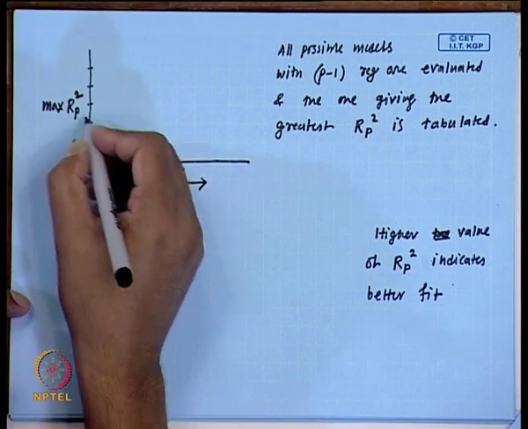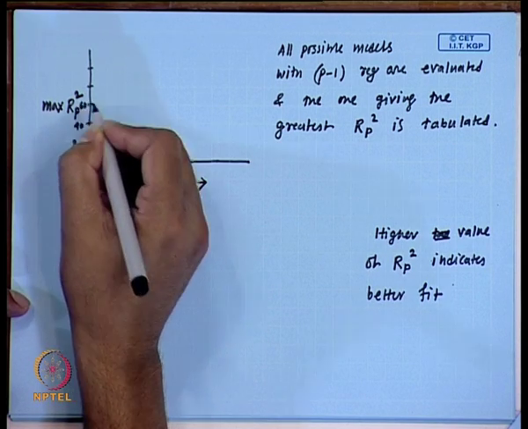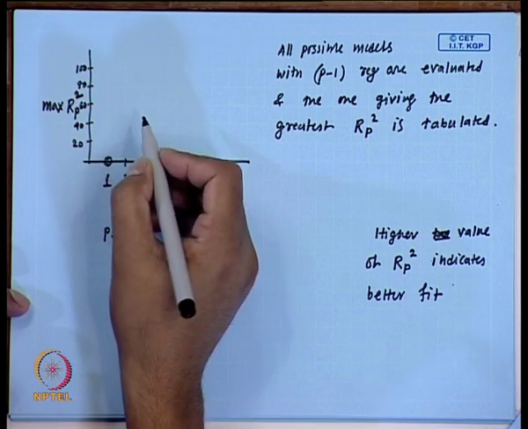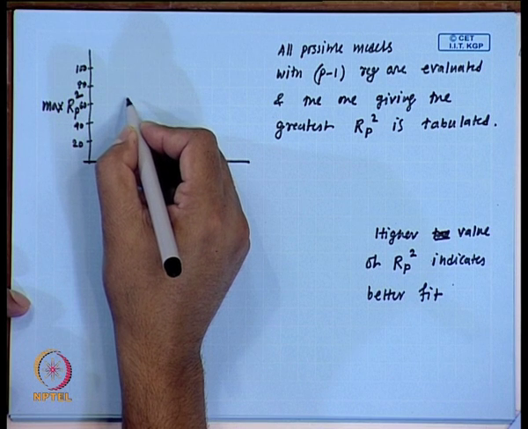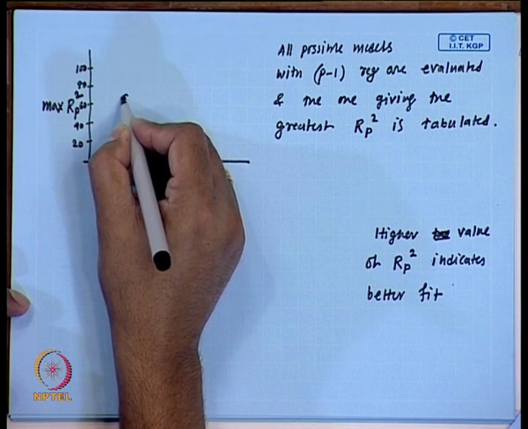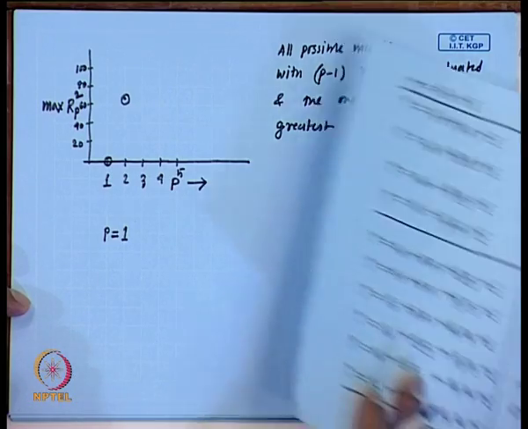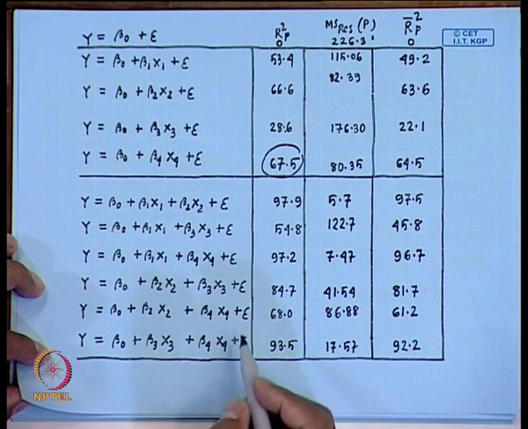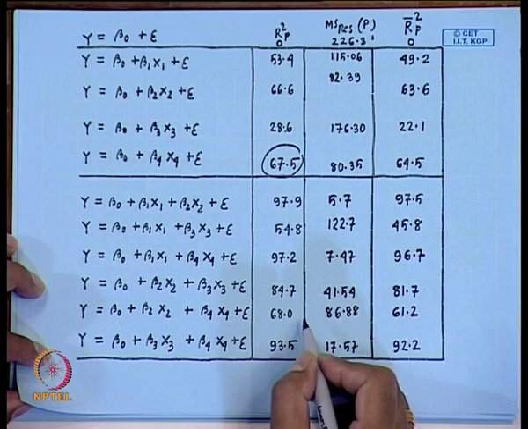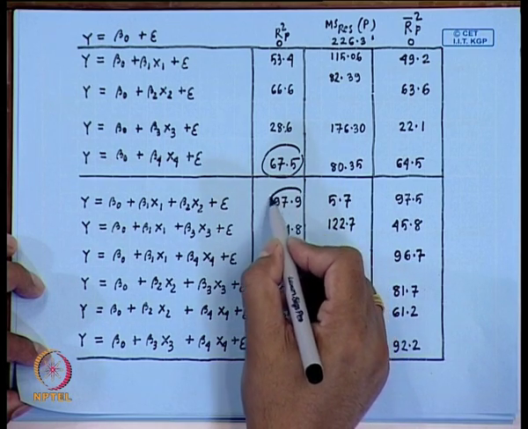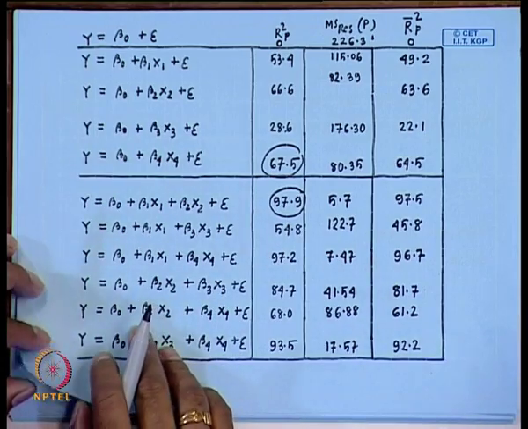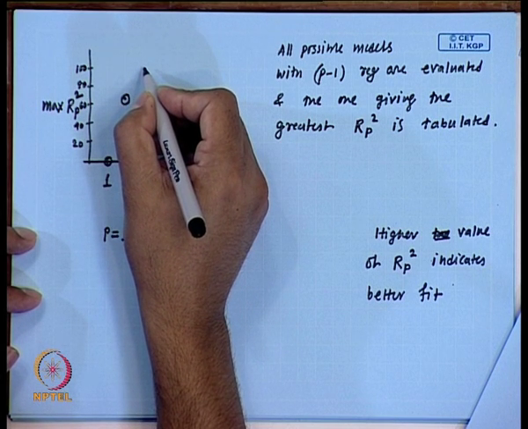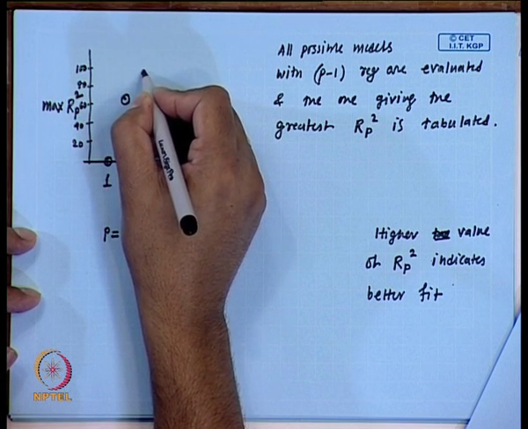Okay, maybe 20 and then 40, 60, 80, 100. Okay. So, 67.5, you can keep it here, p equal to 3. P equal to 3 means the number of regressors in the model is 2 and the maximum one is 97.9. Okay. So, we will plot this one, 97.9. So, for 3 it is almost here.